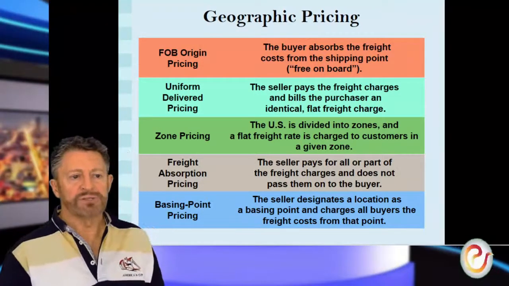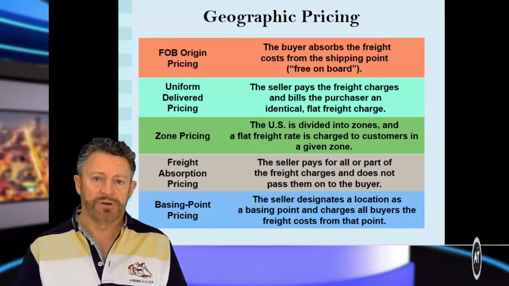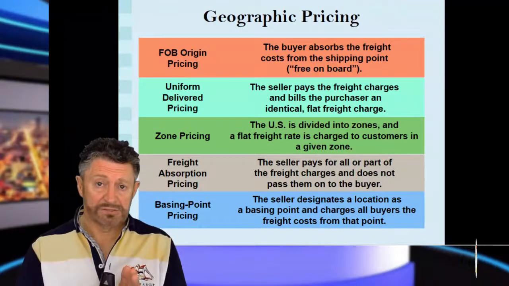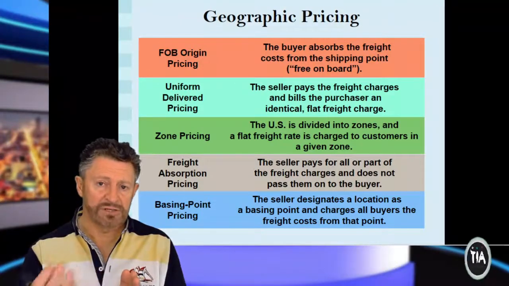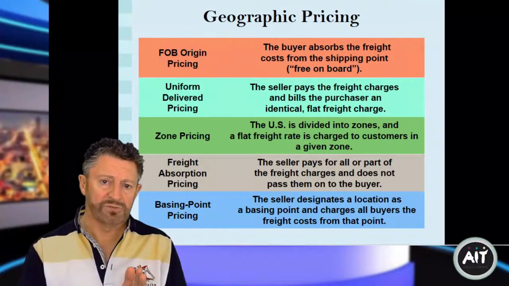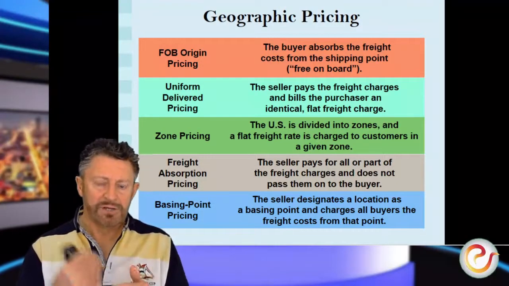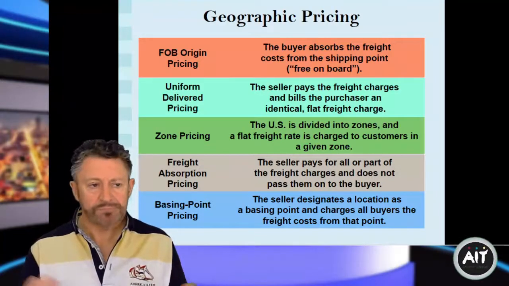Freight absorption pricing, so the seller pays for all parts of the freight charges and does not pass them on to the buyer. So you're factoring that in as part of your cost. So the physical manufacture of the product, and then all the other costs to get that product brought from China or Taiwan or India over to Ireland to sell it. So I take on all the costs because I'm buying in bulk.